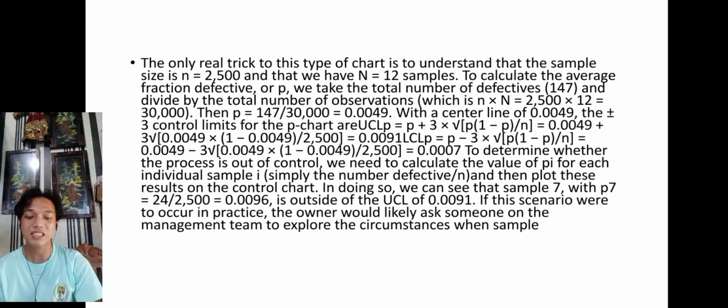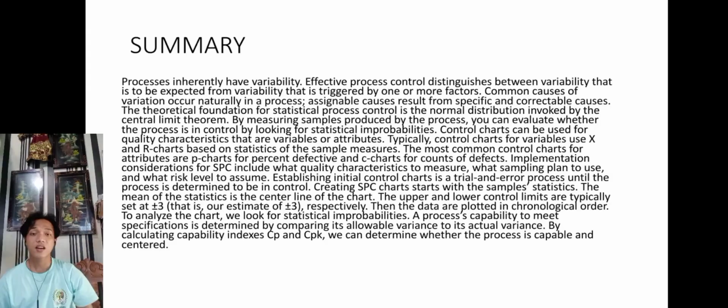This is the summary of the whole Chapter 8 on process quality. Processes inherently have variability. Effective process control distinguishes variability that is to be expected from variability that is triggered by one or more factors. Common causes of variation occur naturally in a process. Assignable causes result from specific and correctable causes. The theoretical foundation for statistical process control is the normal distribution invoked by the central limit theorem.